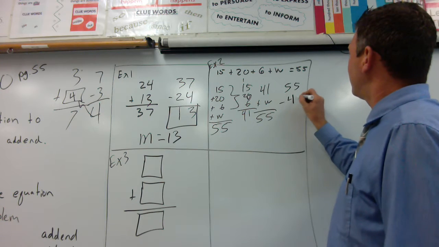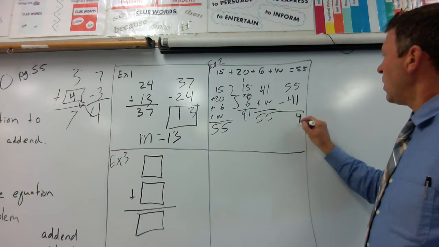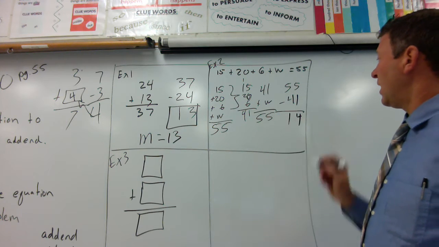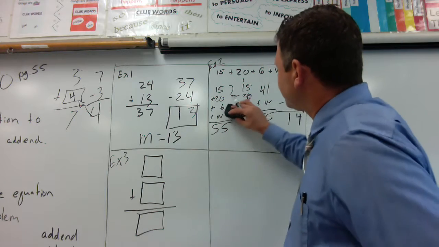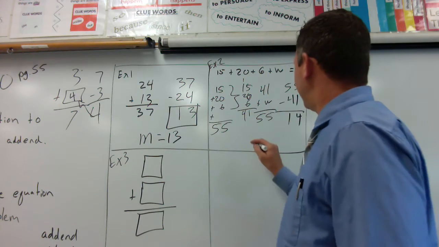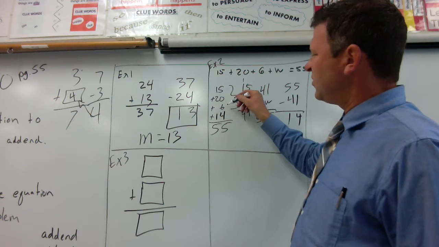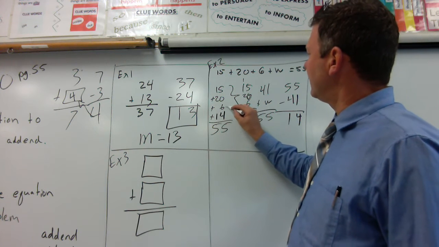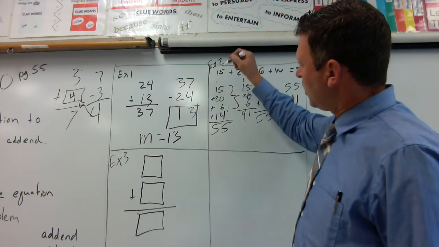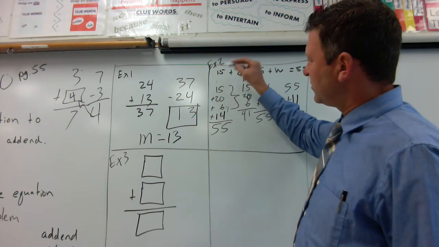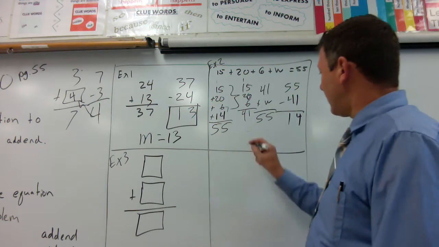55 minus 41. And when we subtract 5 minus 1, we get 4, and 5 minus 4 equals 1, and our answer is 14. Let's go ahead and put it in there for the W. See if it equals 55. 5 plus, let's use what we learned last week. Let's make this a 10. 6 plus 4 is 10, plus 5 more is 15. 5 down, 1 up. 1 plus 1 is 2, plus 2 is 4, plus 1 more is 5. 55. We know we did it right.